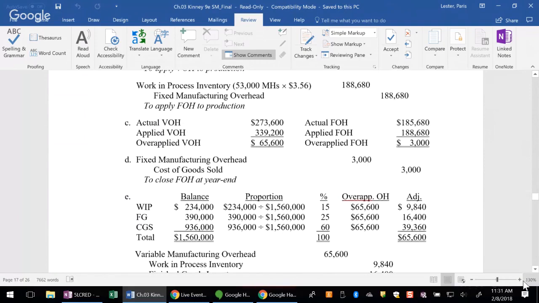And I'm glad they're not using materials, even though they gave it to you. Materials are already in everything up here. Materials is in work in process, in finished goods, and in cost of goods sold. So it's already up there. All right, so here we just add them up, divide 1,560,000 in all the three, and you'll get percents of 15, 25, 60, and you multiply, and you make your journal entry.